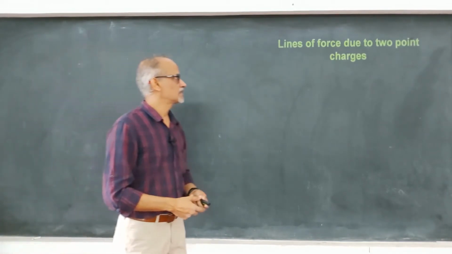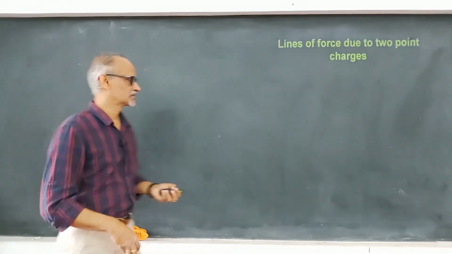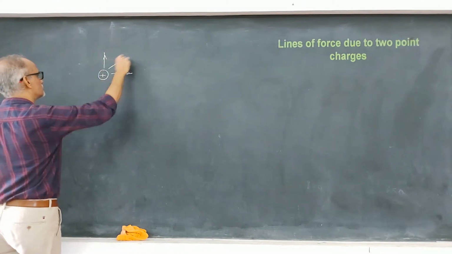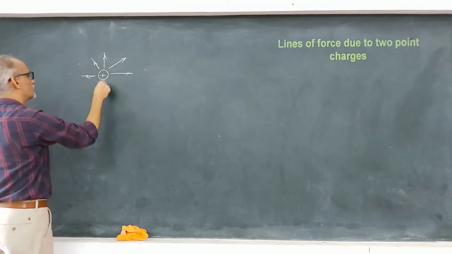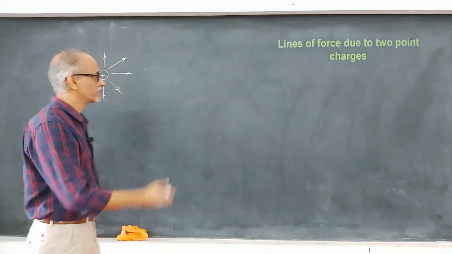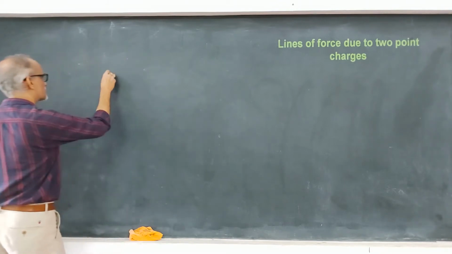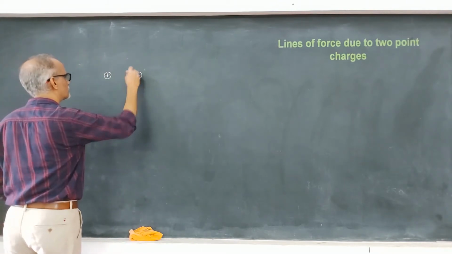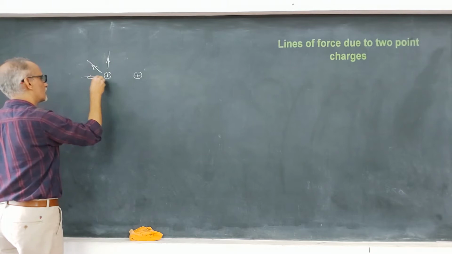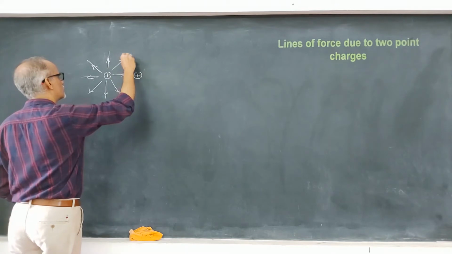Now we can draw lines of force due to 2 charges. Due to one charge, I have already drawn lines of force. This is due to a single charge. So what are the kind of lines of force that we get when we take 2 charges? Let's take a positive charge here and then another positive charge. If I try to draw the lines of force due to each, then I should be drawing the lines of force something like this.